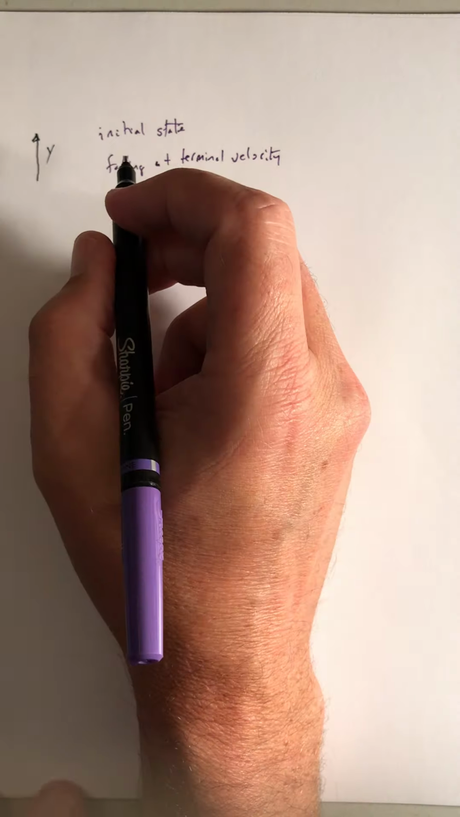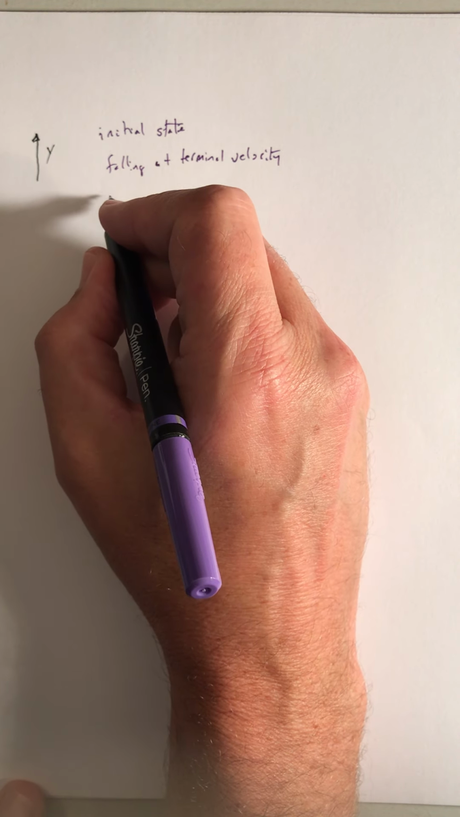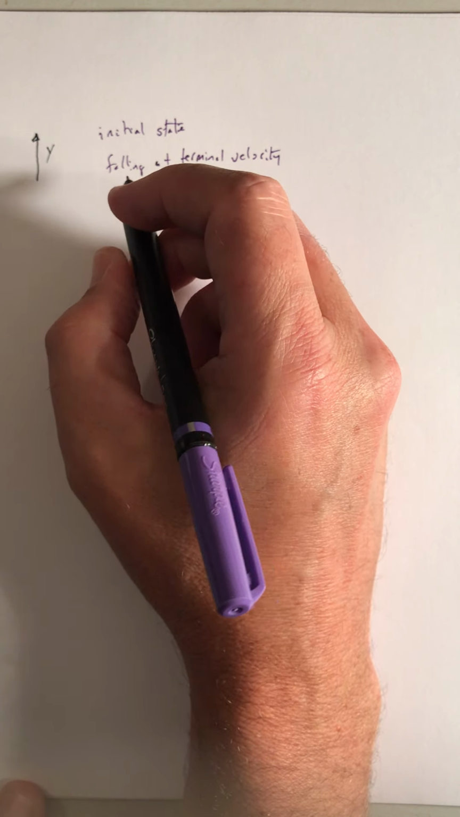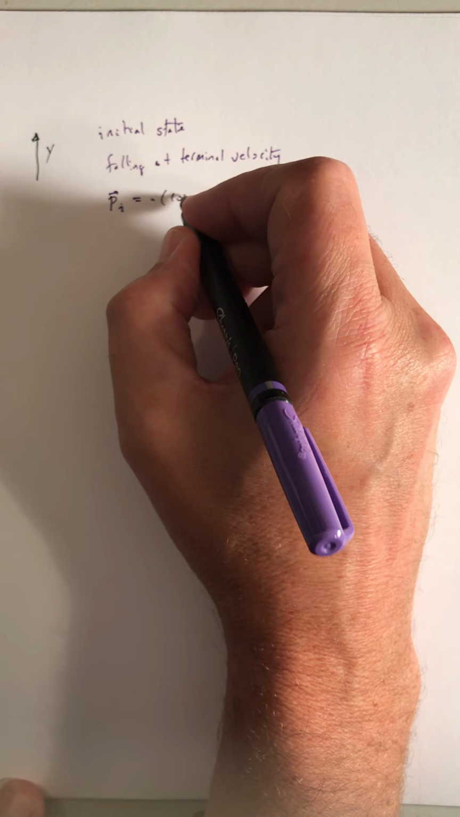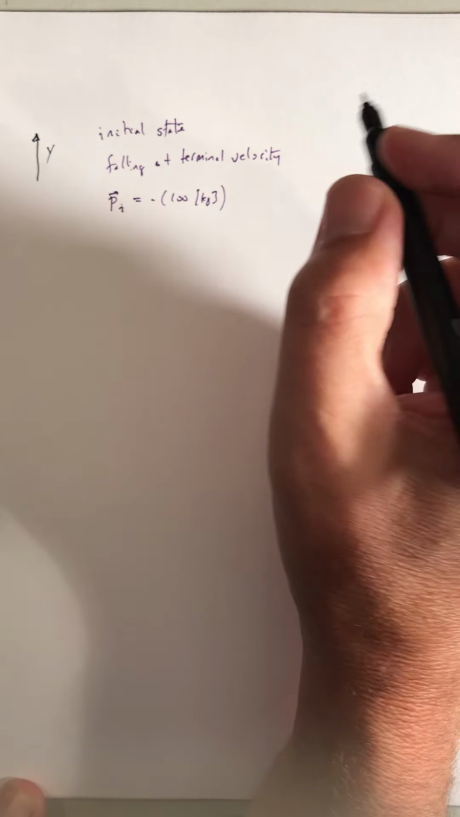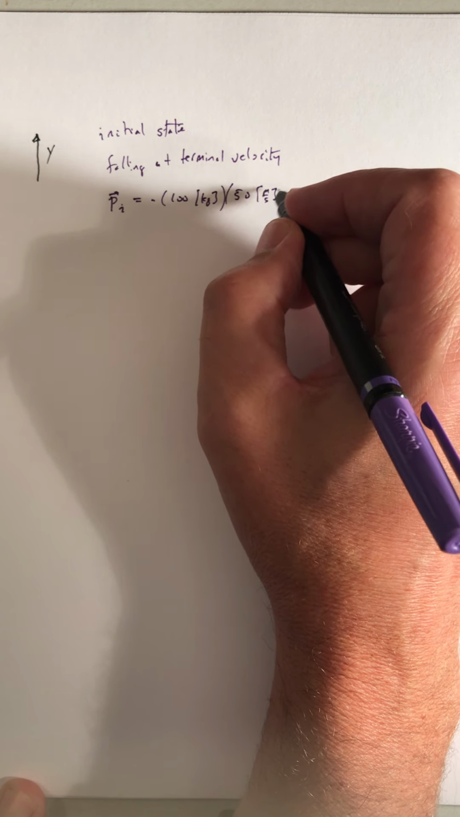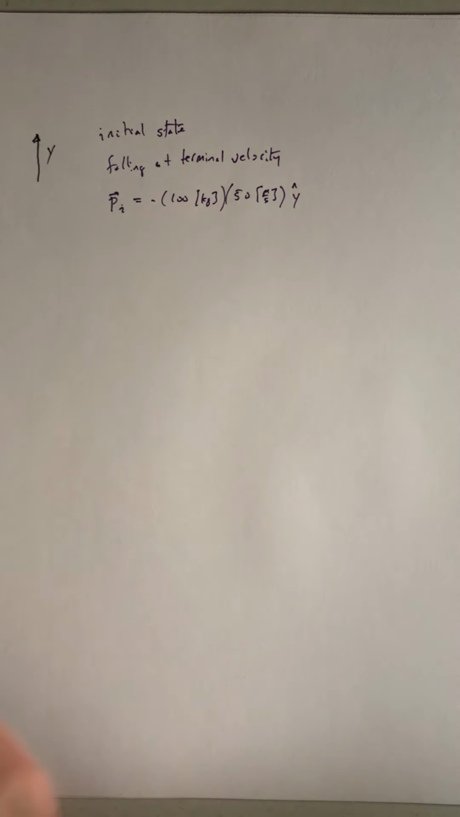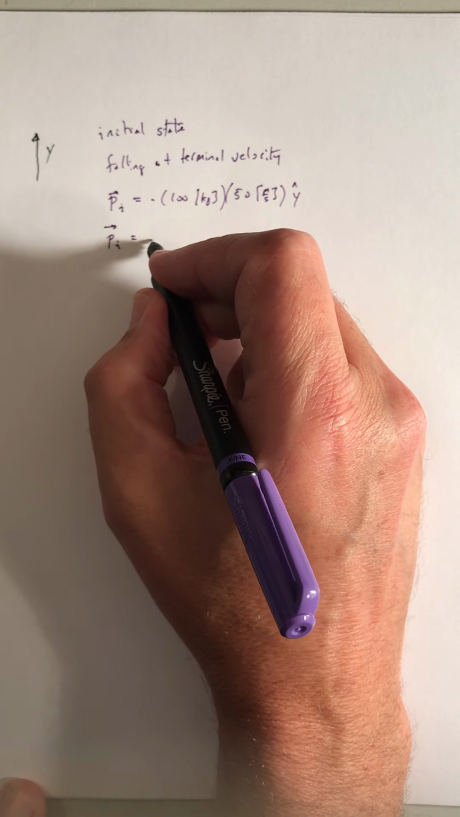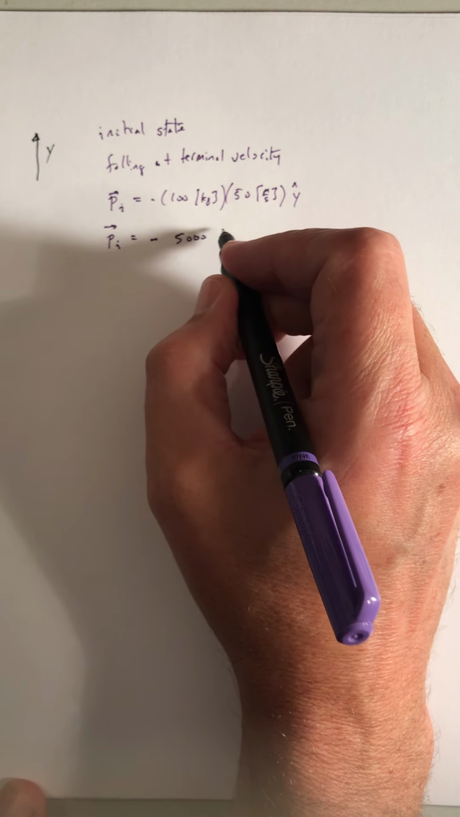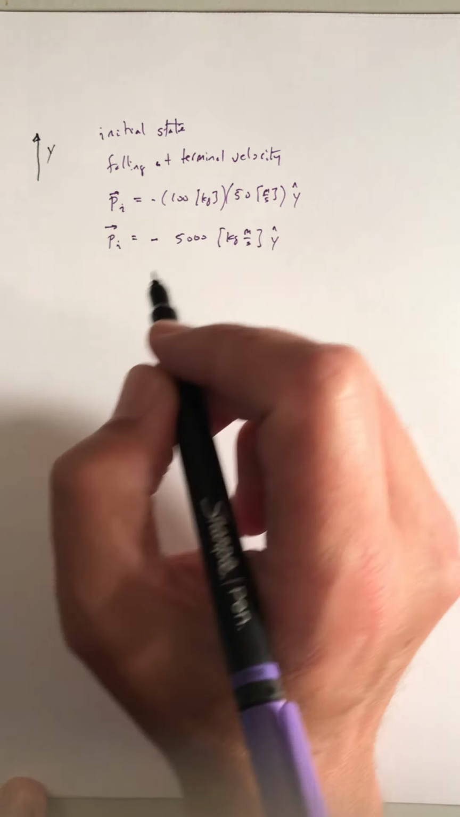The impulse momentum theorem is about vectors, so we need to make sure we're using vectors correctly. So the initial momentum is going to be the mass, which is a nice round 100 kilograms, and they're falling at their terminal velocity, which is 50 meters per second down. So the initial momentum is going to be minus 5,000 kilogram meter per second in the y direction.